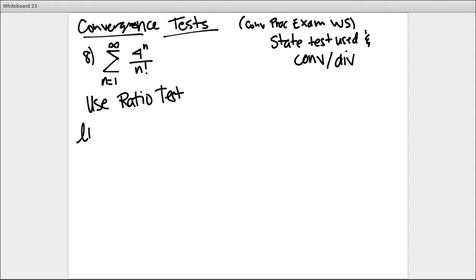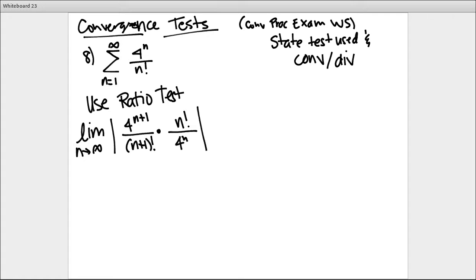which is the limit as n goes to infinity of the n plus 1th term, so 4 to the n plus 1 over, this would be an n plus 1 factorial. You've plugged in n plus 1 every time you saw an n, and then times, because I'm going to divide by the nth term, so I'm going to multiply by the reciprocal, so this ends up being an n factorial over 4 to the n.